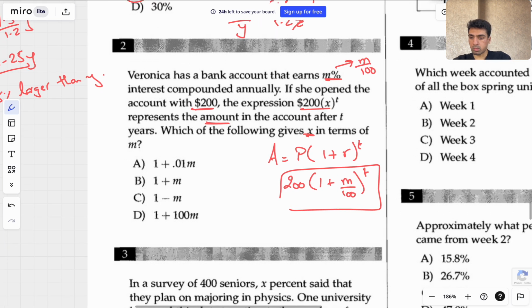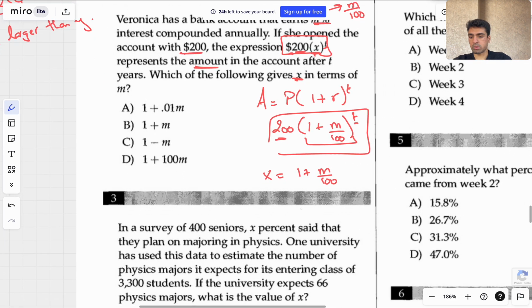Now if you look at the expression that they've given us, we have 200 here, we have t over here, and we have x. X actually is equal to this. X is equal to 1 plus m over 100. And another way to write this is x is equal to 1 plus 0.01m, because over 100 means 0.01. And that's what we have over here.